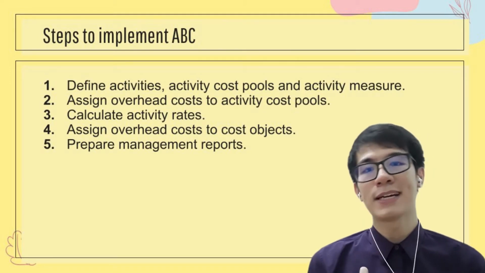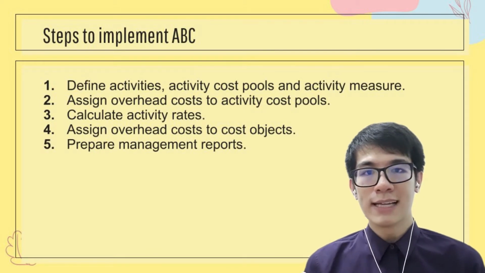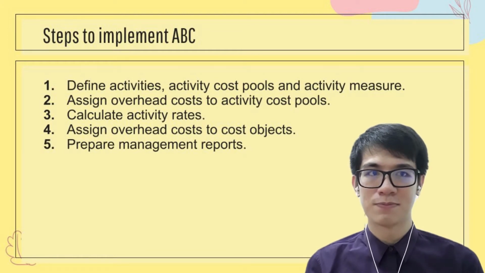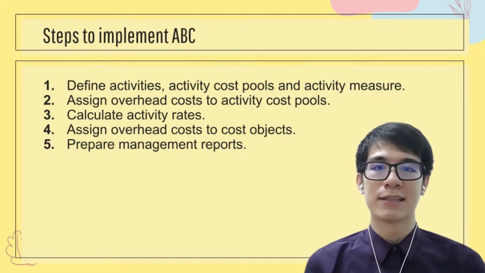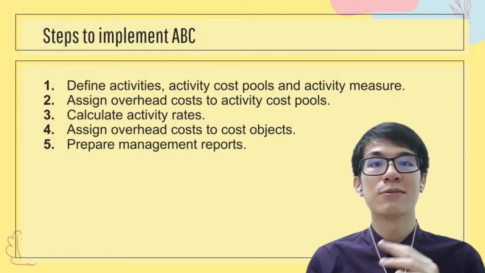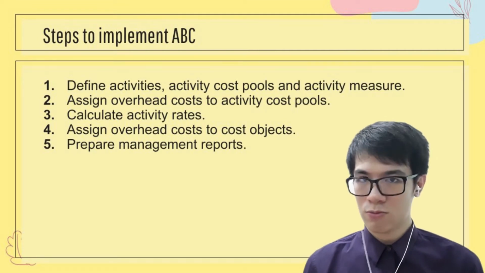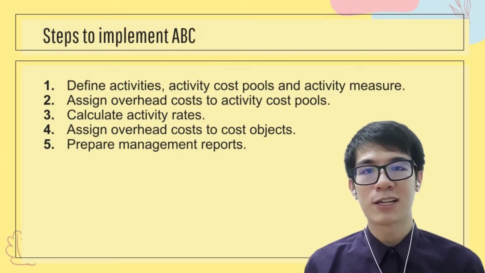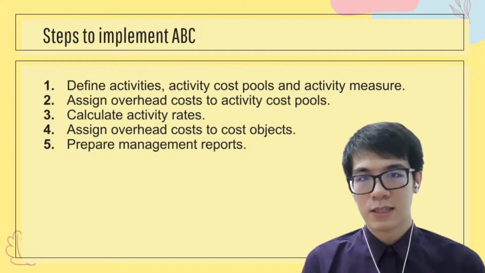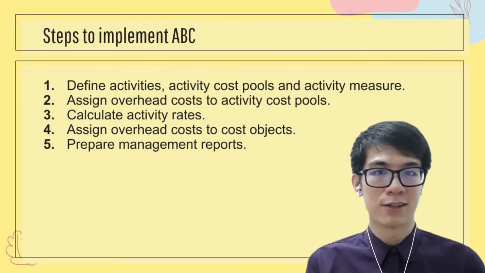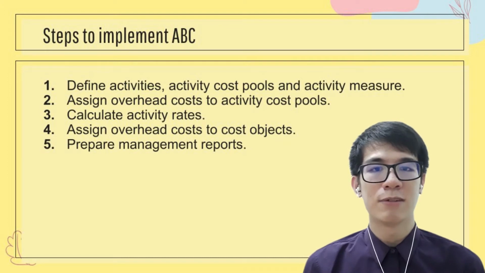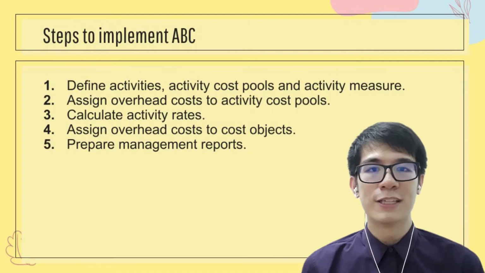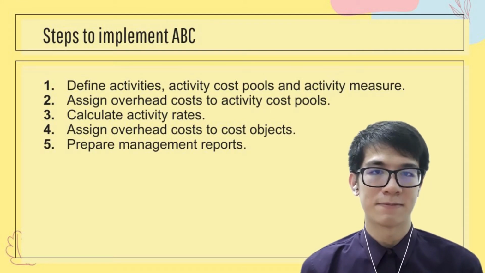Alright, so let's pick an example, shall we? Let's say company A, we need to first define their activity cost pool. Let's say they have machining and inspecting products. Next, we need to define the activity measure. For machining, we will use machining hours, and for inspecting products, we will use inspection hours. The second step is to assign the overhead cost. So for machining, we will assign 100,000 ringgit. For inspecting products, we will assign 200,000 ringgit.